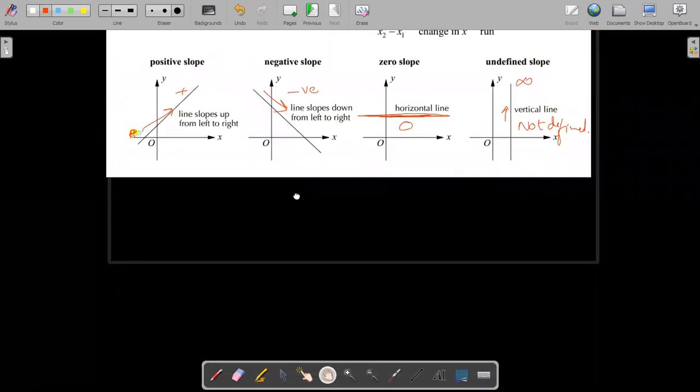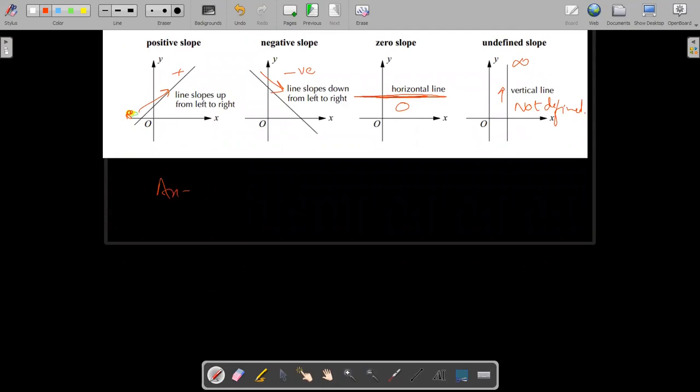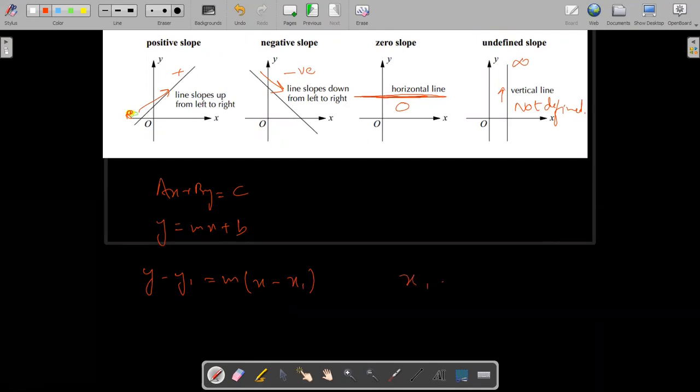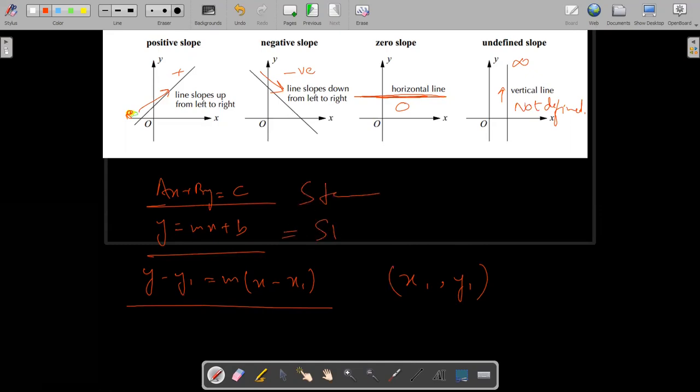And also we did the forms: standard form ax plus by equals c, and the slope intercept form y equals mx plus b. And we can have the slope point form y minus y1 equals m times x minus x1, where x1 y1 is any point on that line. So we can have any three forms here, and we should know these forms, like standard form and slope intercept form and point slope form, because we're having point and slope here.